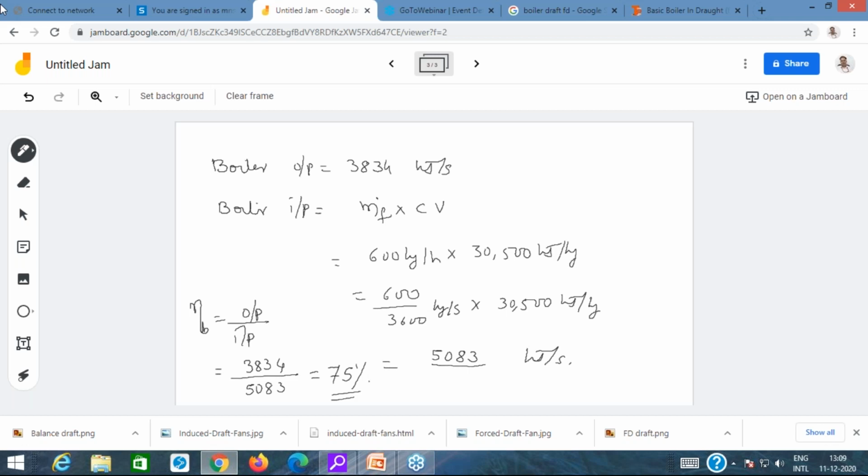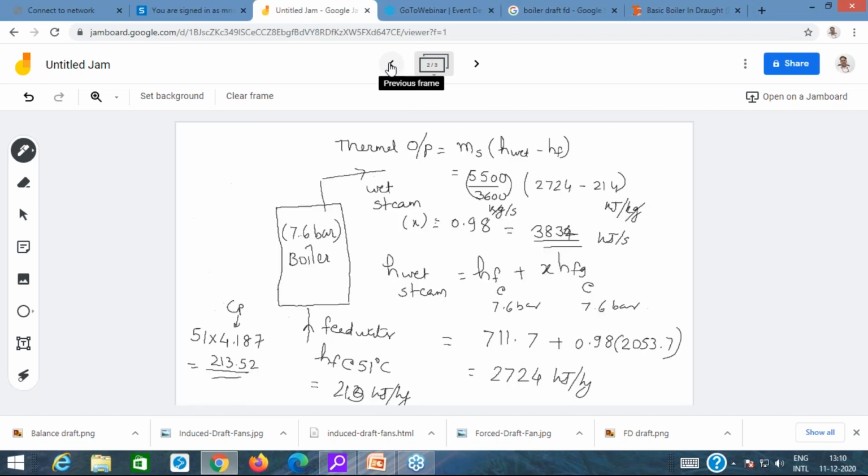Is this okay? Just cross check whether it is 75 or no. Is this 75 for all? What was the fuel consumption rate? Whether it is 600 or 650 was given? Just a minute.